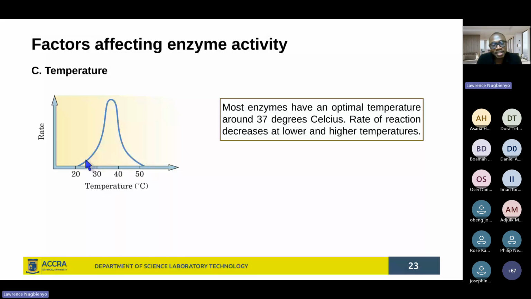This is actually what is used in the technology of, say, refrigeration or freezing for the preservation of food. So if you have microorganisms that act on food, they are feeding on the food and they are releasing toxins into the food. That's what makes the food get spoiled.